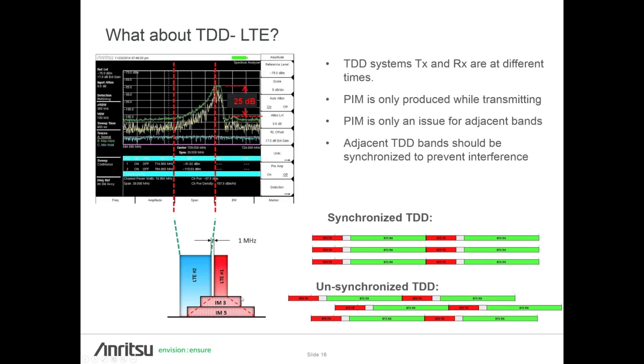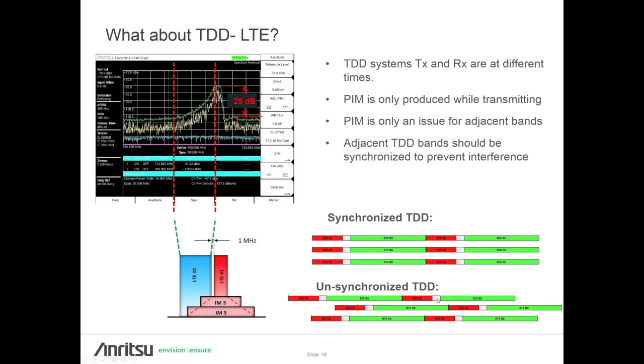However, TDD will certainly create IM products around itself, and so if that TDD system is adjacent to another TDD system or adjacent to the receive band of an FDD system, it still can spill over and cause PIM interference into the adjacent bands. And looking at this case, this is a case where we put an LTE transmit signal within 1 megahertz of a receive band, and you can see here, in this particular nonlinearity that we had, we were able to easily achieve 20 to 25 dB of noise increase caused by that adjacent carrier.